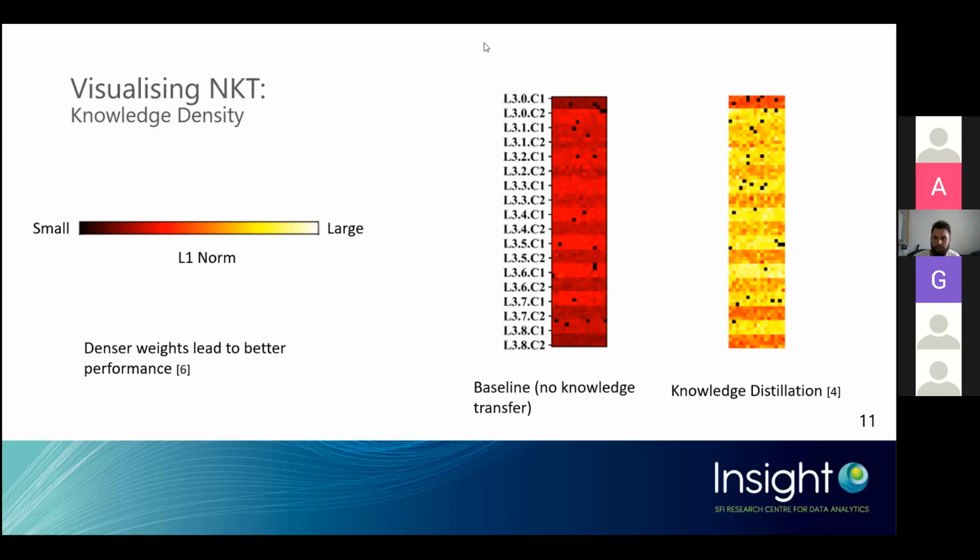The visualization on the right is showing that even though you'll still have some dead weights, and that's somewhat unavoidable, overall the magnitudes of the weights that are learned in your student network will be bigger than if you hadn't used knowledge transfer.